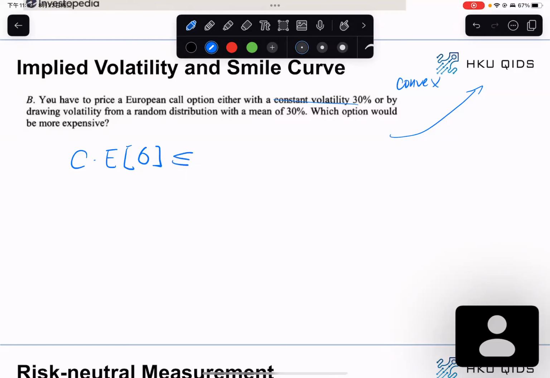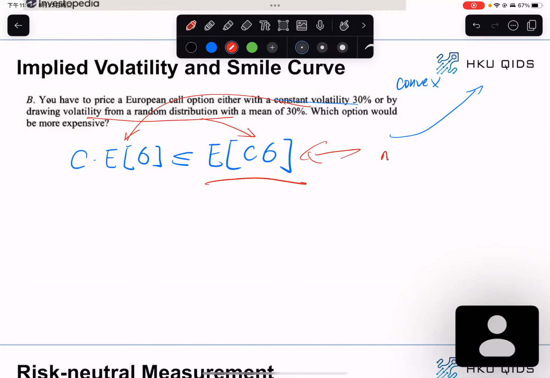So we remember we still have this inequality. And basically this is just the volatility from a random distribution. This is a constant volatility, right? So in most cases, this one should be more expensive.